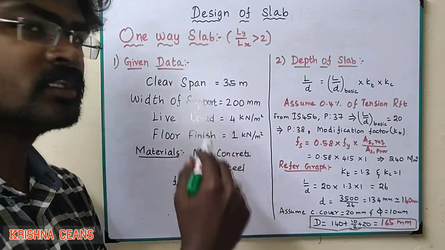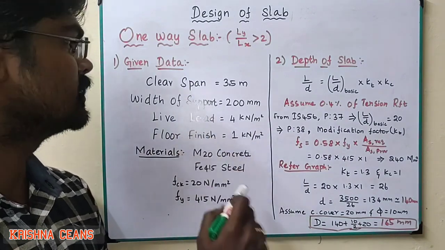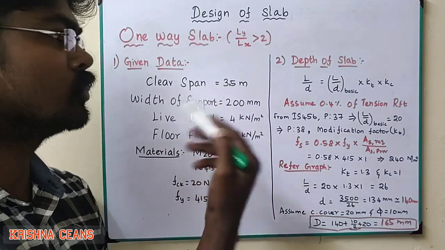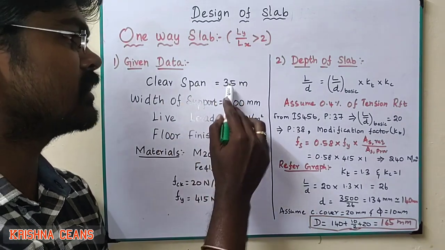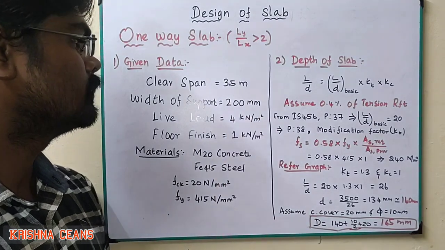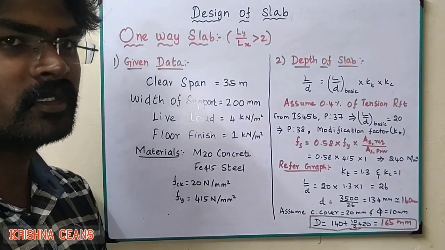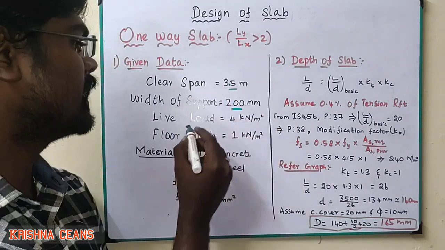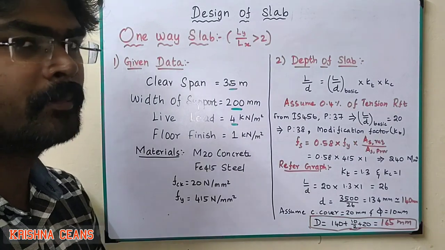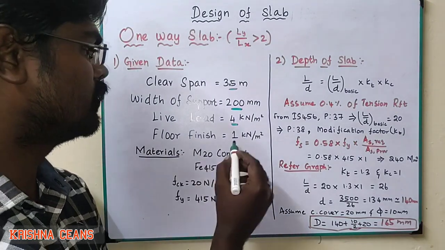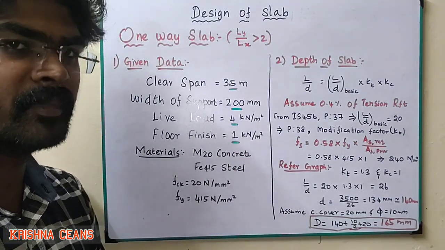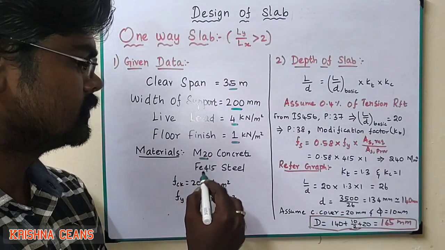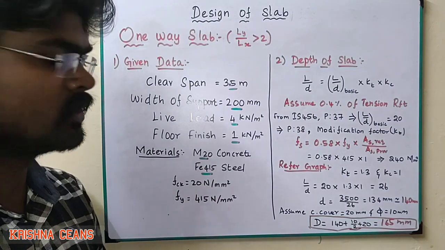So in this problem, the data given is: the clear span, inner support to support distance, is 3.5 meter. The width of the support is given as 200 mm. Then the live load is given as 4 kilonewton per meter square, and floor finish 1 kilonewton per meter square. Then materials: M20 grade of concrete, and Fe415 steel is provided.